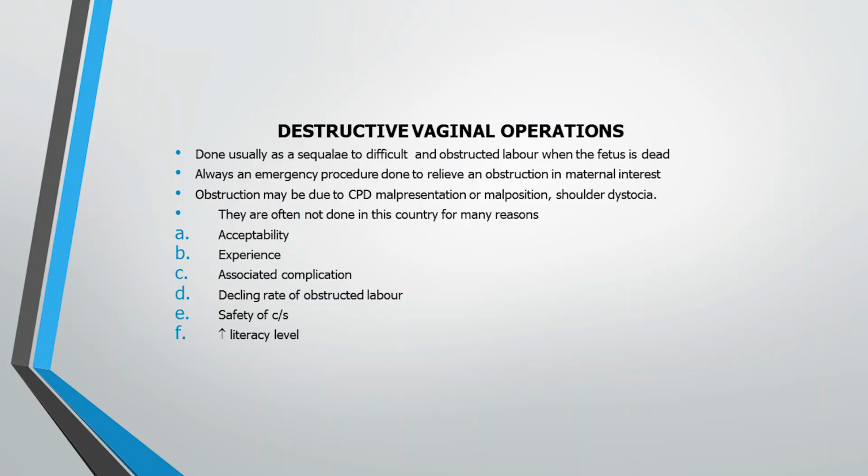Again, we have completed that of a vacuum, and we shall go to our next type of operative vaginal delivery, and we shall be talking about destructive vaginal operations. The three common things that we do in obstetrics are episiotomy, the forceps, and the vacuum. You see them done routinely.